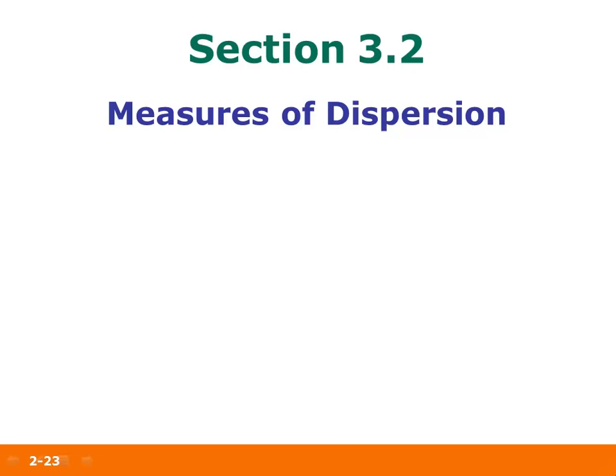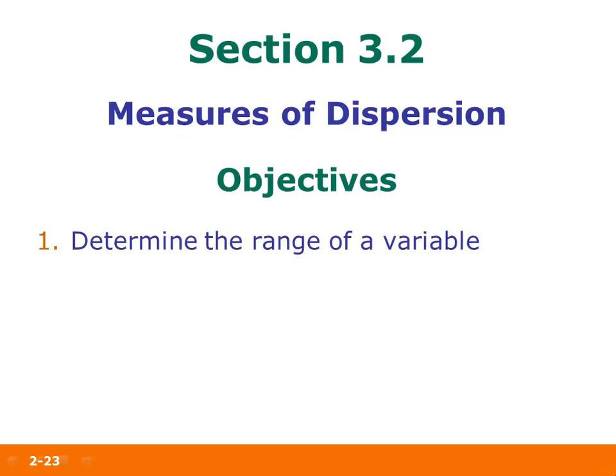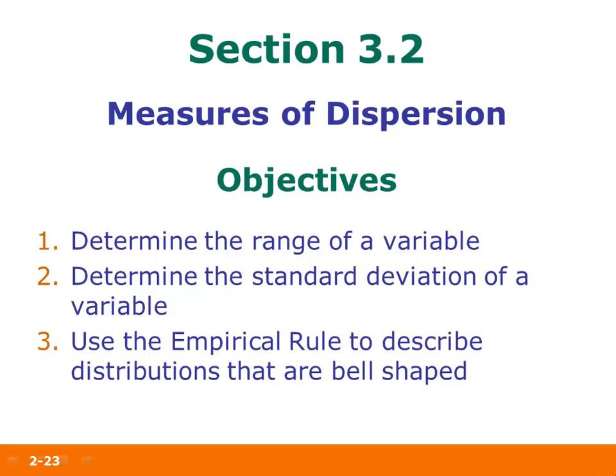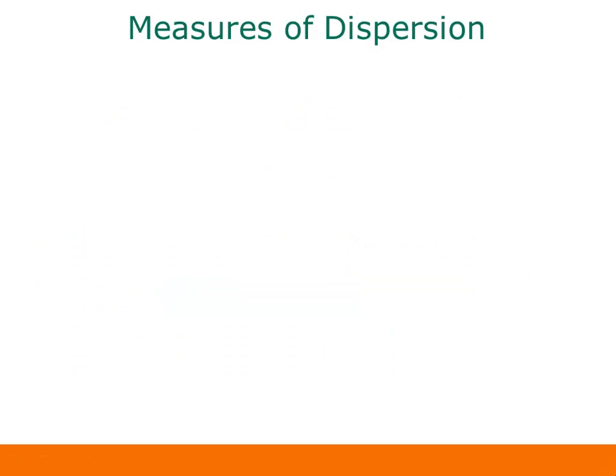Hi, this is the video for section 3.2 about measures of dispersion. The objectives in this section are: 1. Determine the range of a variable, 2. Determine the standard deviation of a variable, and 3. Use the empirical rule to describe distributions that are bell-shaped.